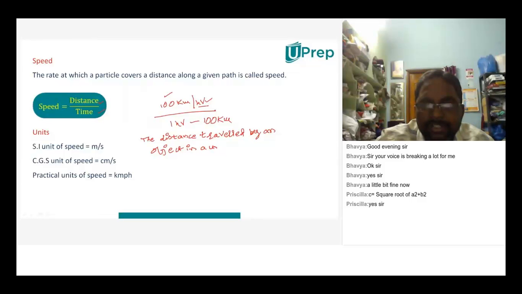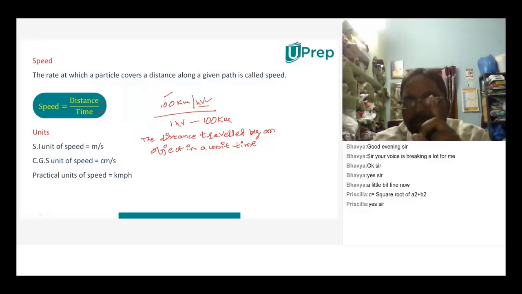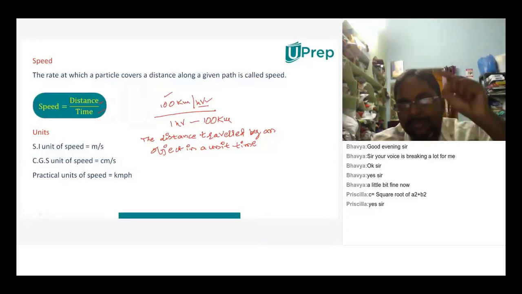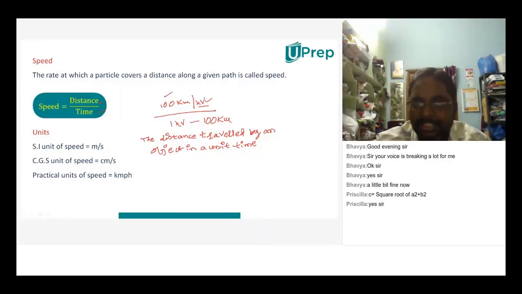Unit time means what? It may be 1 second, or 1 hour, or 1 day. So one must be there, only one. Either it may be 1 minute, 1 second, 1 hour, or 1 day, like that. The distance traveled by an object in a unit time is called speed. So this definition also you can give.